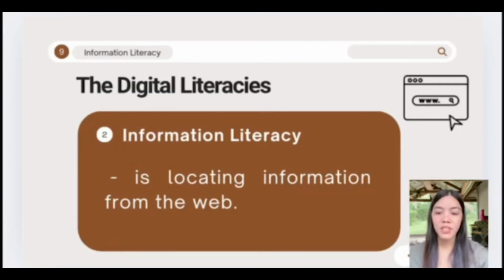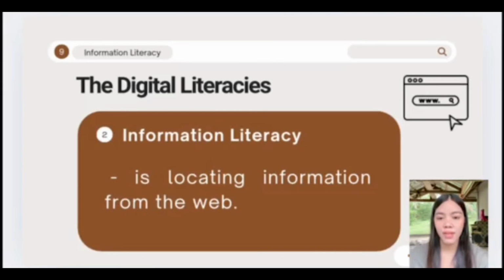The next literacy is information literacy. It refers to locating information from the web. Information literacy encompasses the ability to locate, evaluate, interpret, and effectively use information from diverse sources and formats. It goes beyond simply retrieving information, requiring individuals to critically assess the credibility, relevance, and reliability of sources. It is crucial for making informed decisions, engaging in lifelong learning, and participating actively in society.